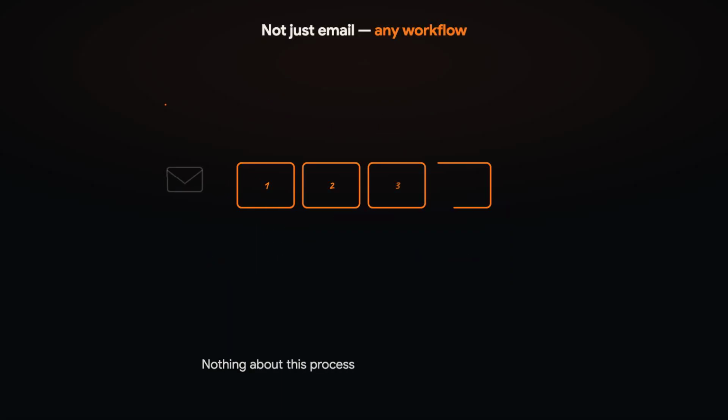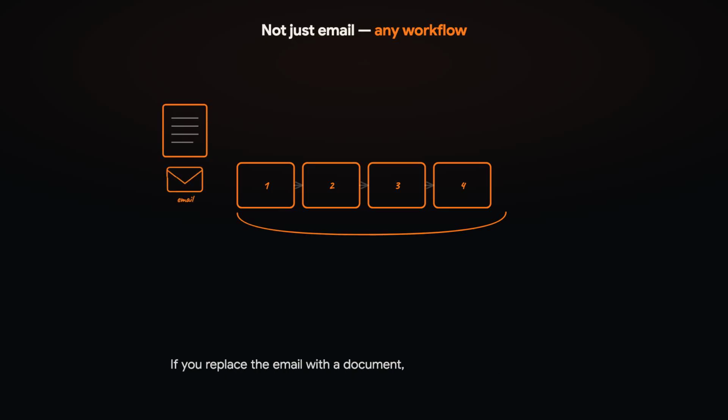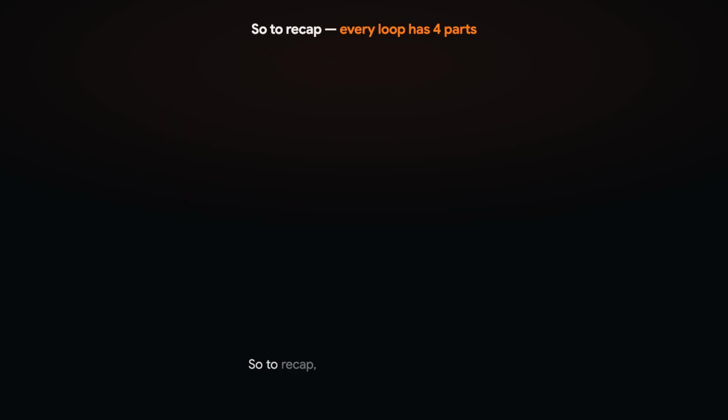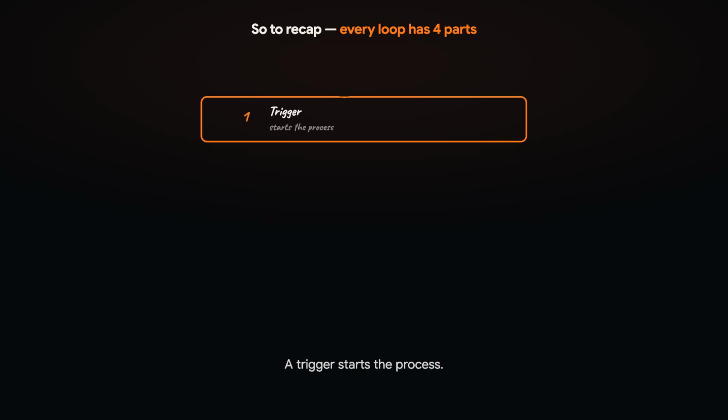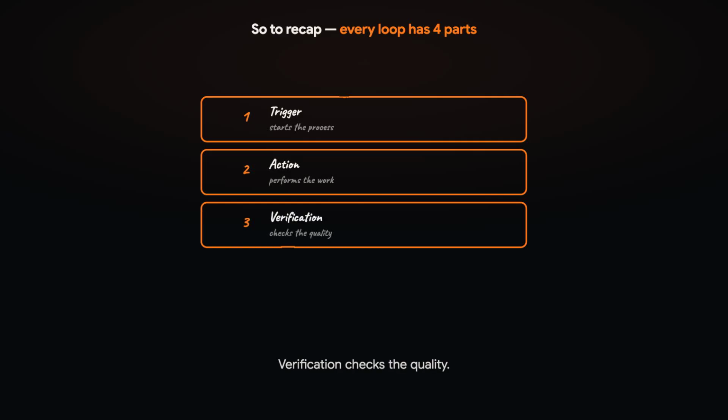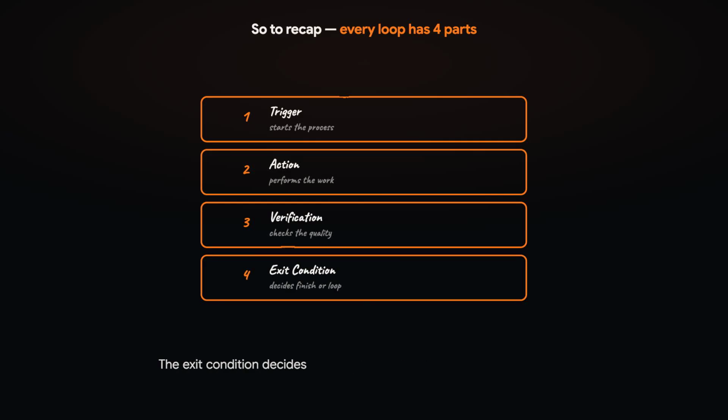Nothing about this process depends on email specifically. If you replace the email with a document, a customer support ticket, or a scheduling request, the same structure still works. So to recap, every AI loop has 4 parts. A trigger starts the process. An action performs the work. Verification checks the quality. The exit condition decides whether to finish or go around the loop again.